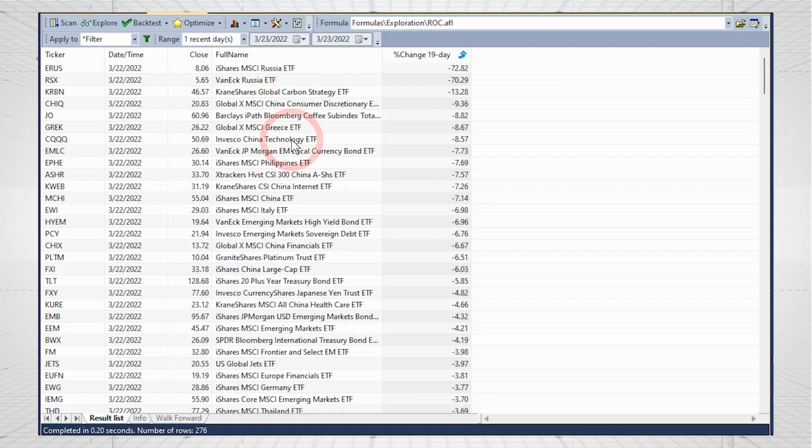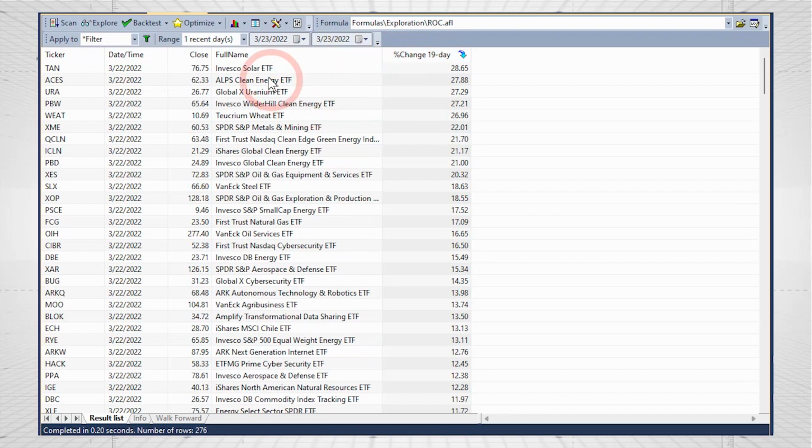But we can see China technology, Philippines, China, Italy. It's no surprise Europe is lagging. Platinum Trust, for some reason, is lagging. Germany, European financials. And then if I reverse this to get the leaders, we can see some themes that are emerging here.